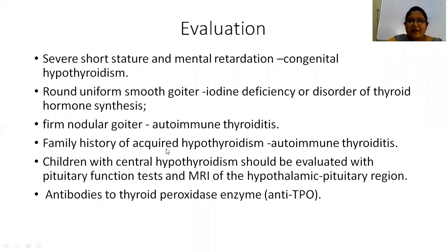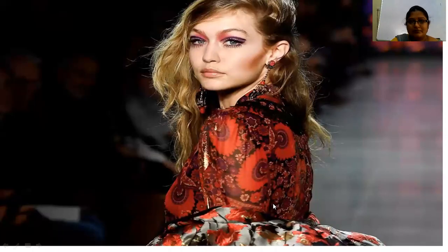Then if there is any family history of acquired hypothyroidism, we have to rule out autoimmune thyroiditis. And in children with central hypothyroidism, we should evaluate pituitary function tests and MRI of the hypothalamic pituitary region. Then other tests are antibodies to thyroid peroxidase enzyme. Who is she? She is Gigi Hadid and she is an American model. She is suffering from Hashimoto's, okay.